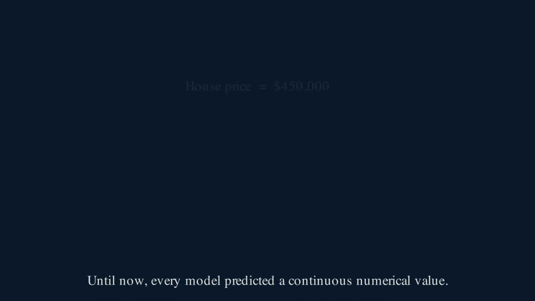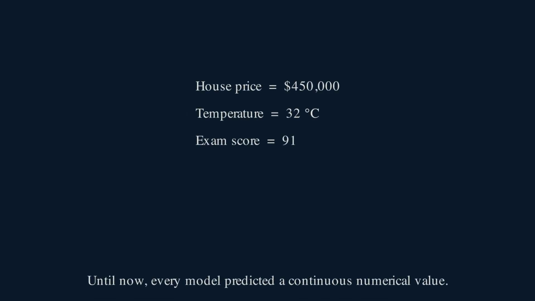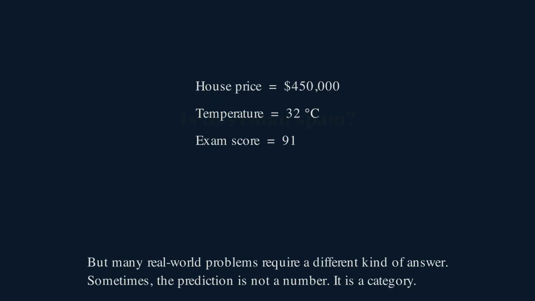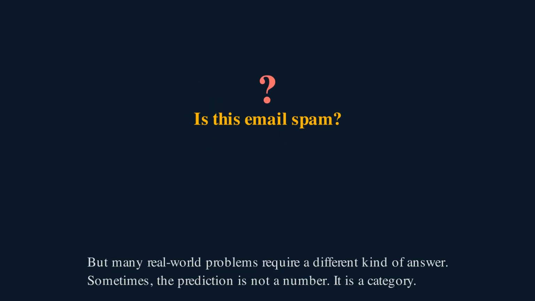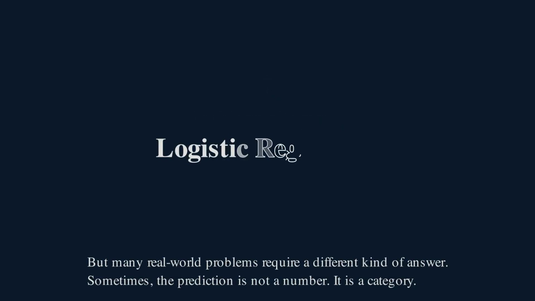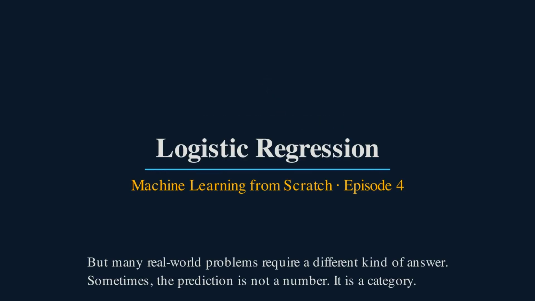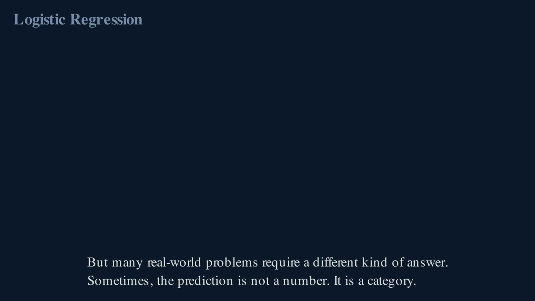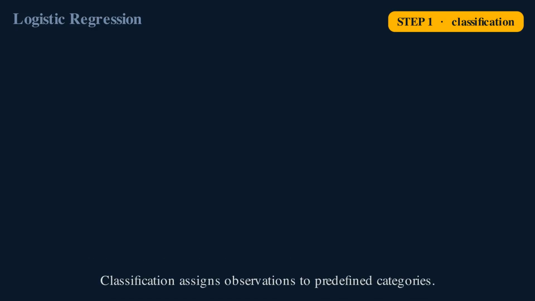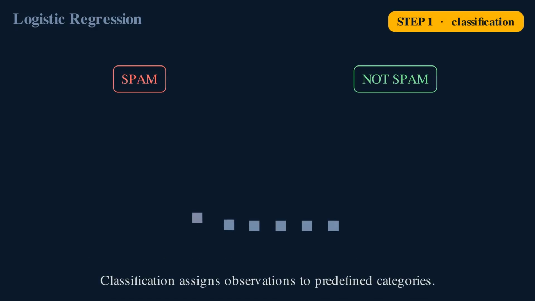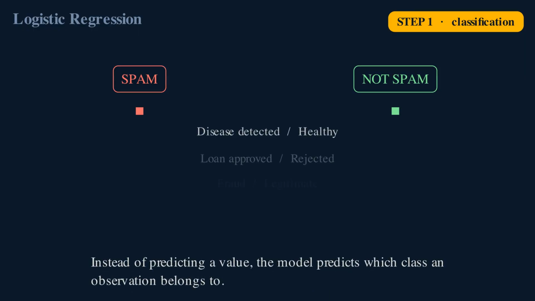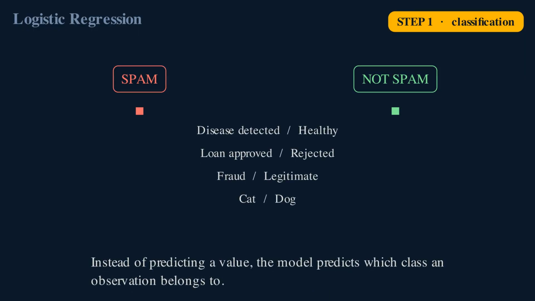Until now, every model predicted a continuous numerical value. But many real-world problems require a different kind of answer. Sometimes, the prediction is not a number, it is a category. Classification assigns observations to predefined categories. Instead of predicting a value, the model predicts which class an observation belongs to.